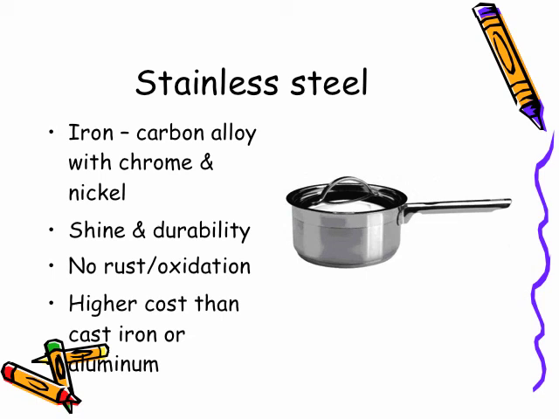Stainless steel is iron that has been alloyed with chrome and nickel to make it shiny and durable. It does not rust. That's why it's called stainless steel. It's more expensive than cast iron or aluminum, but again, it is very durable. It is not particularly effective at being non-stick, but again, very good for boiling water, heating soups, those kinds of things.